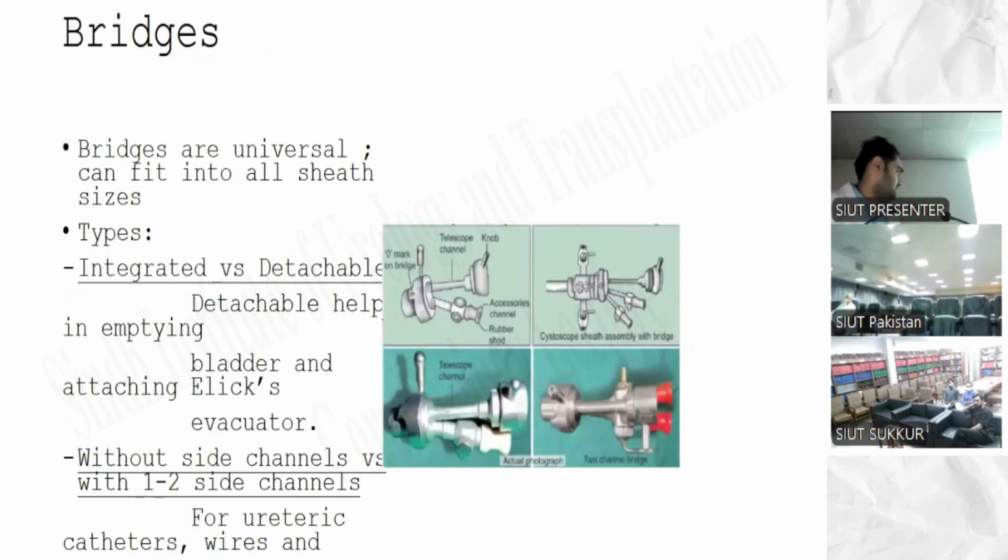Now, regarding the bridge, when we are using the cystoscope, it can be integrated or it can be detachable. The advantages of the detachable bridge are: number one, it helps in emptying the bladder efficaciously. It helps in clearing of the clots. It helps in passing a large size catheter, and there can be dual working channels. There can even be a single working channel.